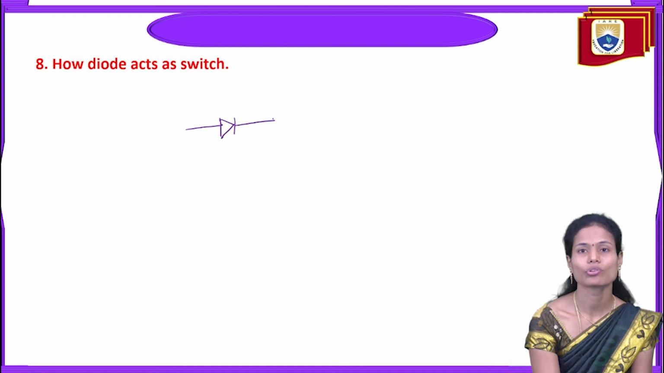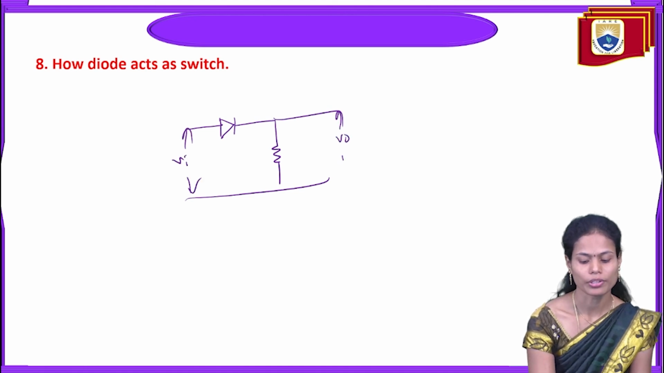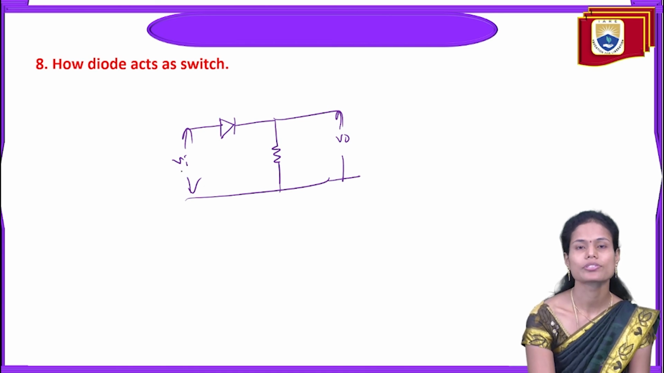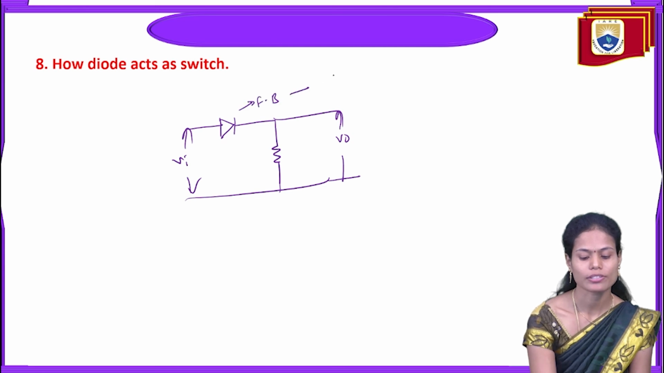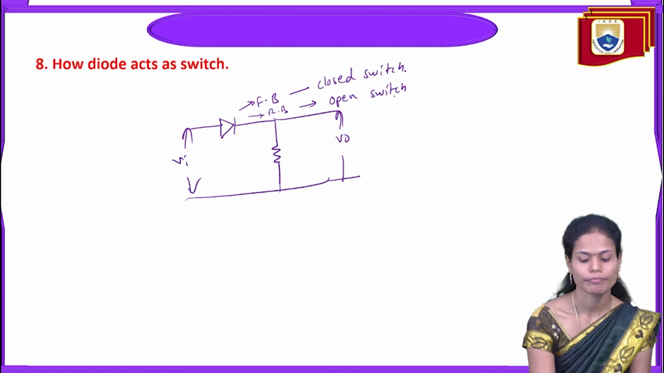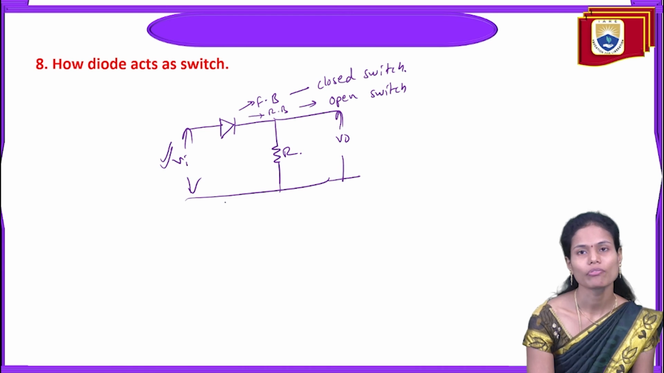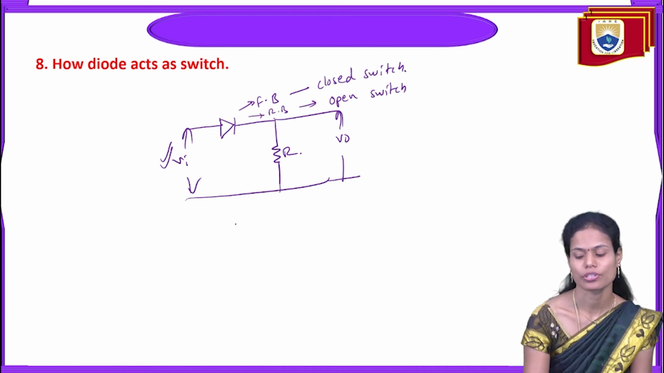In this case, we have to take the diode with a resistance. We apply some input voltage and we get some output voltage. If a positive input voltage VI is applied, the diode is in the forward bias condition, so it acts like a closed switch. If the input voltage is negative, the diode will be in the reverse bias condition, so it acts like an open switch. In this way, depending upon the input voltage we apply, the diode will act like an open switch as well as a closed switch.